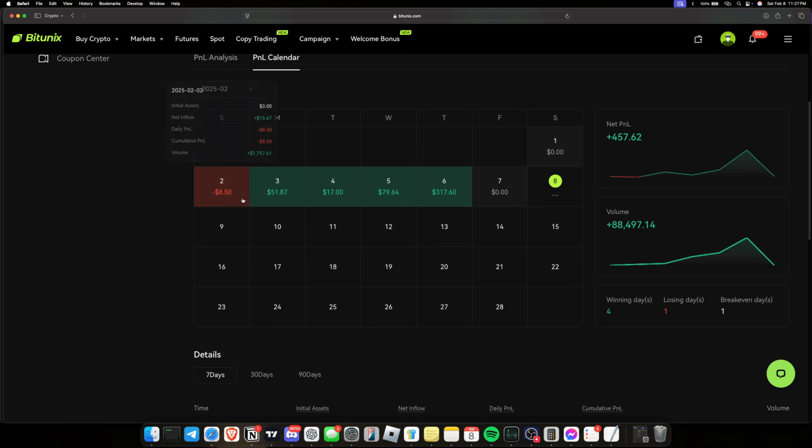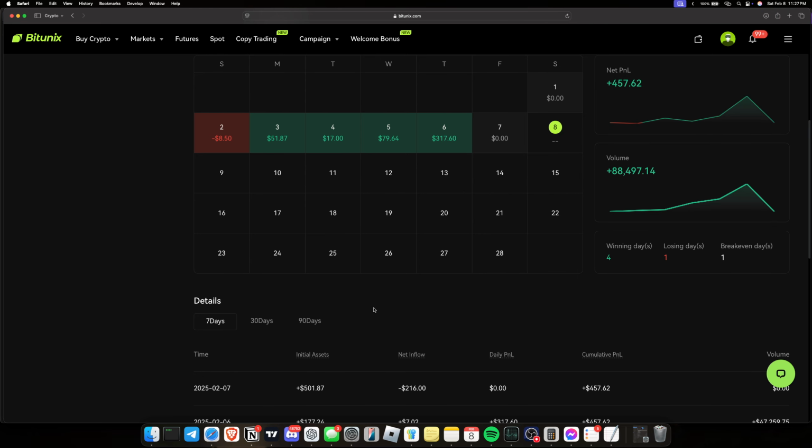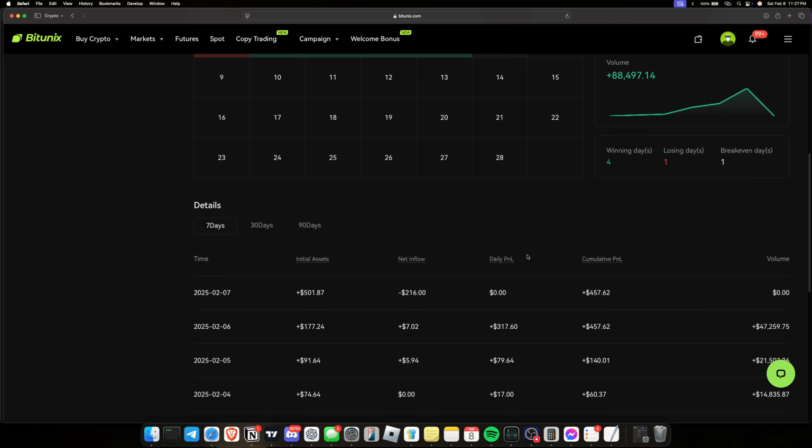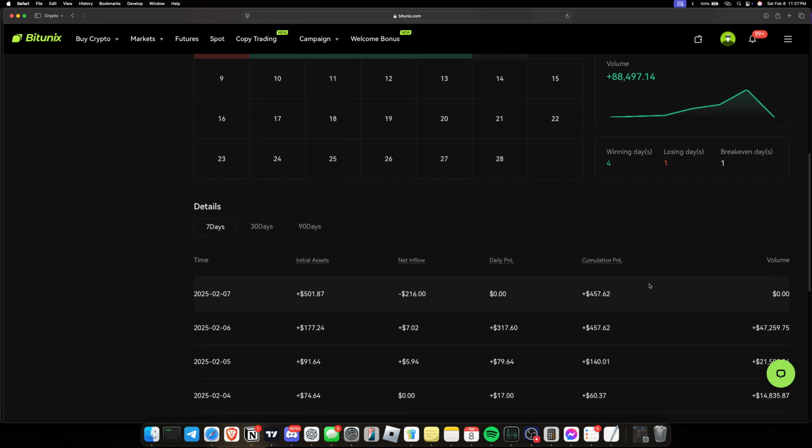My first losing day. On the next one, which is Monday, I made $51 in profit. The next day, $17. This is where I got out on break even, and once I got out on break even, I was $17 in profit. I just told myself, hey, I'm done for the day. I'll go again tomorrow. The next day, I closed it with 79, and the most extreme day, I closed it with 317. It was such a really, really good trading day.